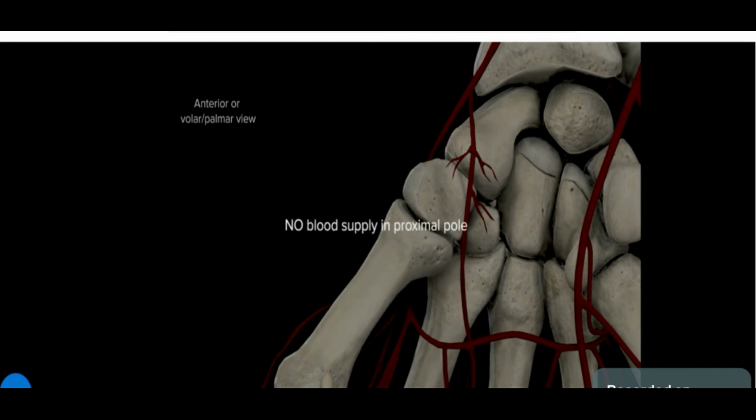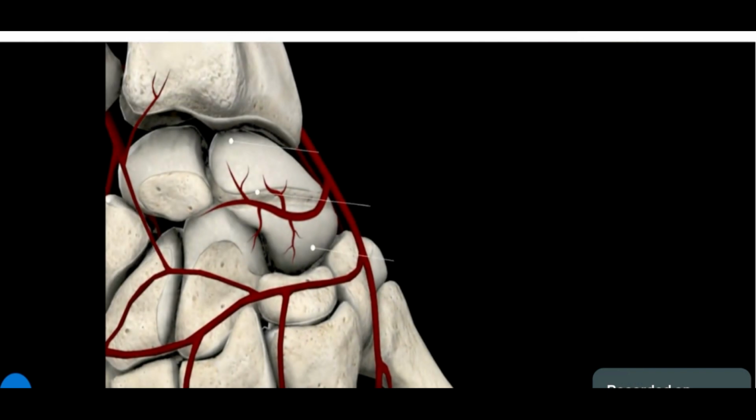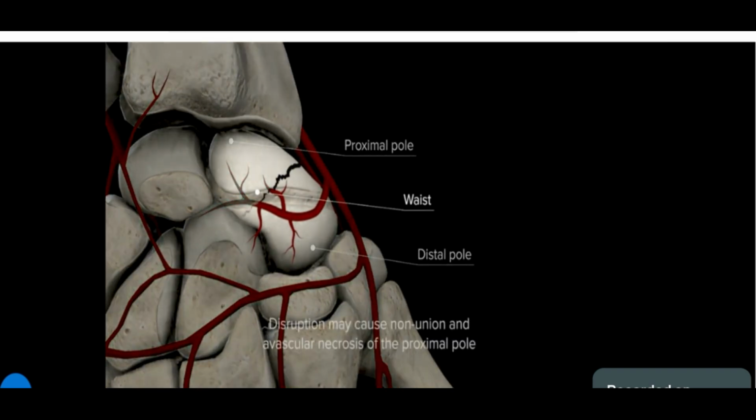There is no blood supply coming through the proximal pole, and there is no anastomosis between the dorsal and palmar vessels. Fractures across the scaphoid, especially at the waist, may destroy blood supply to the proximal part of the bone. This disruption may cause a non-union of the fracture and, less commonly, avascular necrosis of the proximal pole.